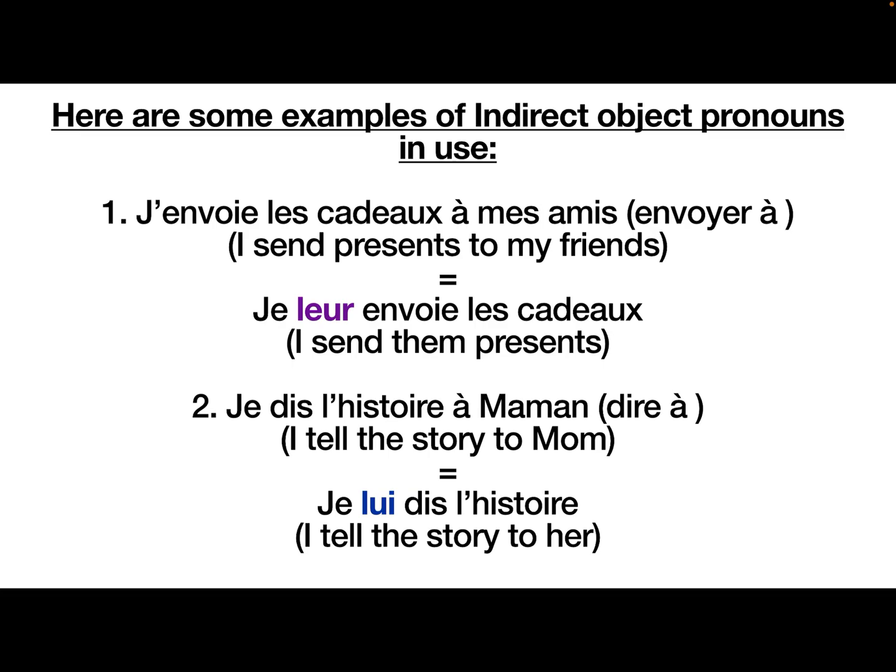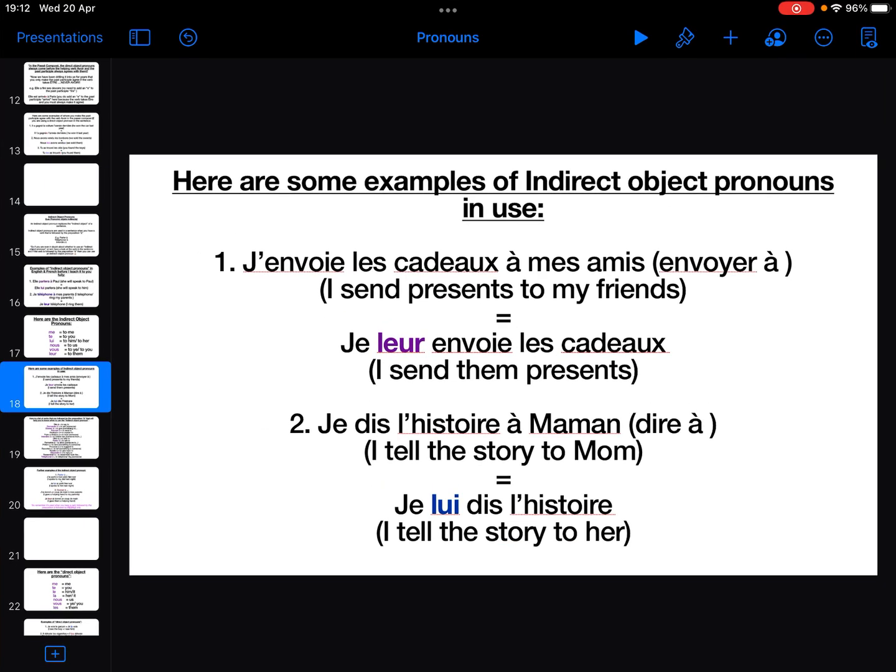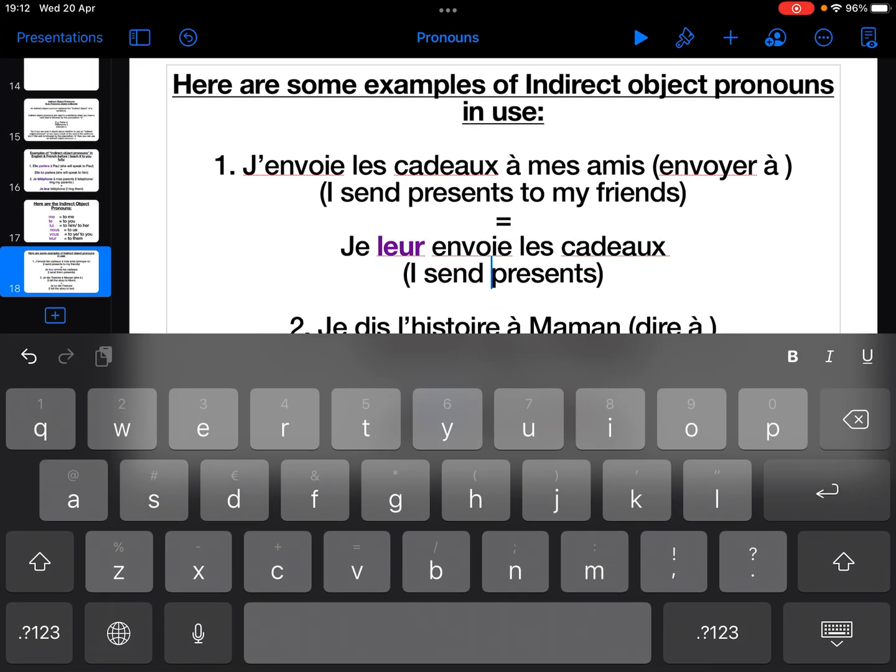J'envoie les cadeaux à mes amis. I send presents to my friends. Look at the verb envoyer à plus people. To send to my friends. I send presents to my friends. I want to say I send them presents, or I send presents to them. Okay? I could actually change that there now, couldn't I? Make it easier for you to understand. I send presents to them.